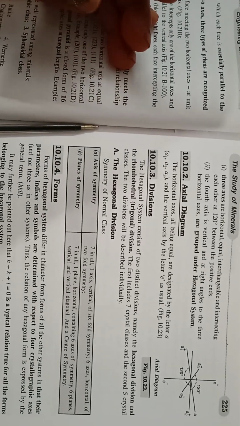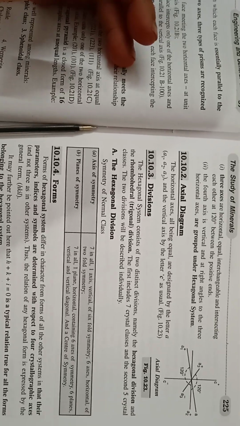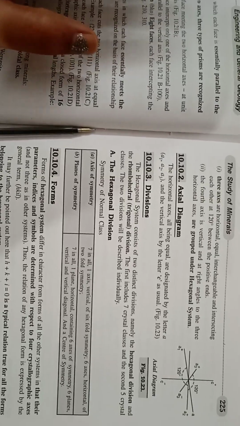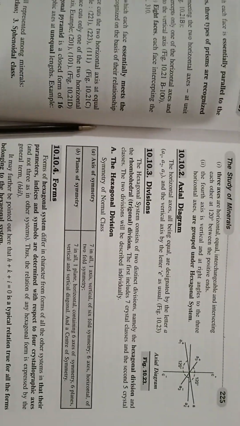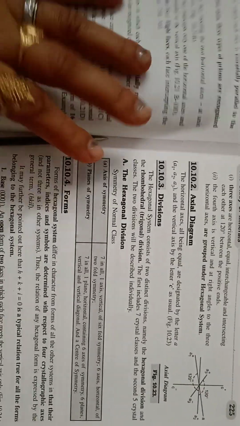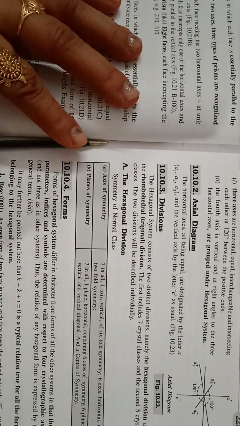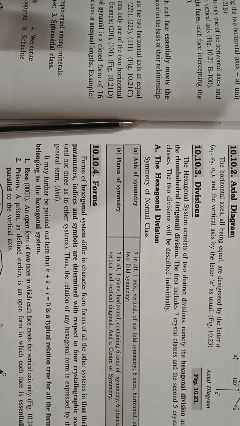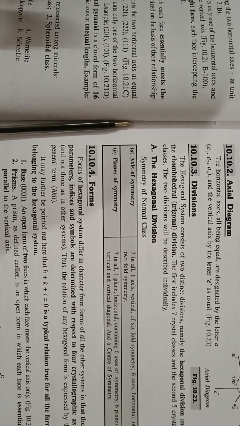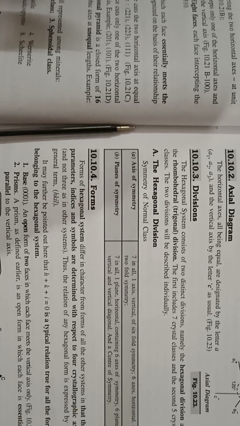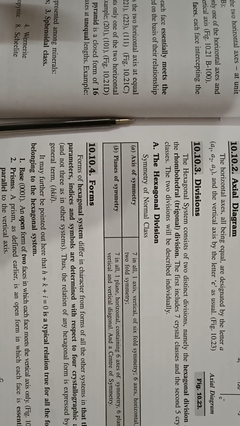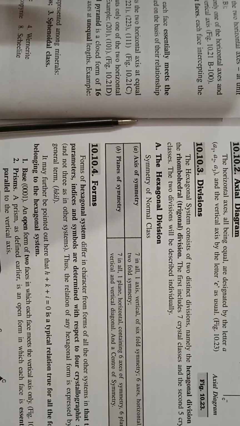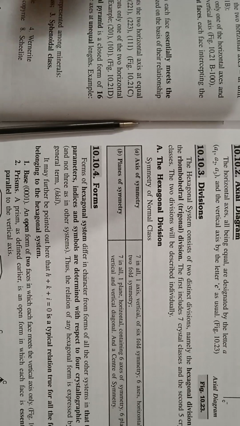In the axial diagrams, the horizontal axes, all being equal, are designated by the letters A1, A2, A3, and the vertical axis by the letter C as usual. Divisions: the hexagonal system consists of two distinct divisions, namely the hexagonal division and the rhombohedral or trigonal division. The first includes seven crystal classes and the second five crystal classes. The two divisions will be described individually.